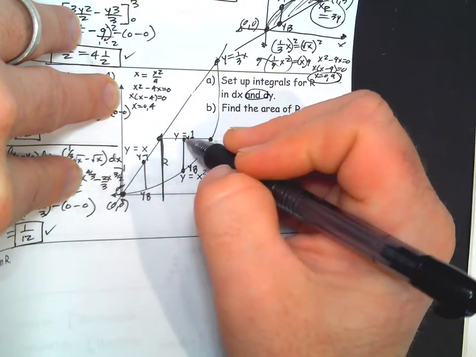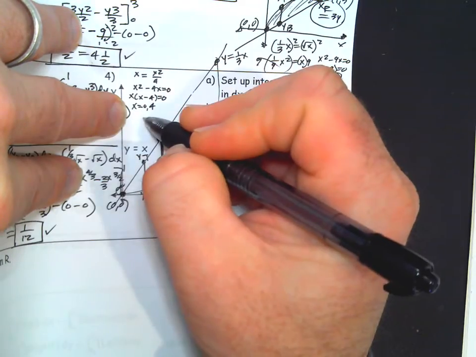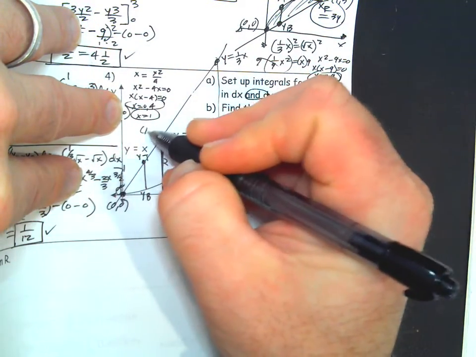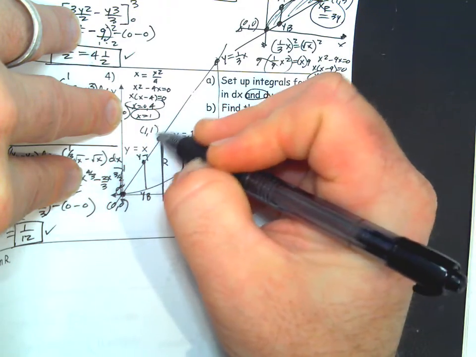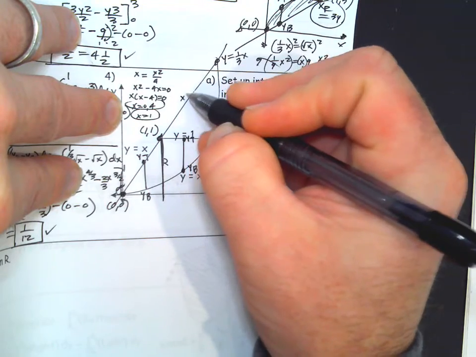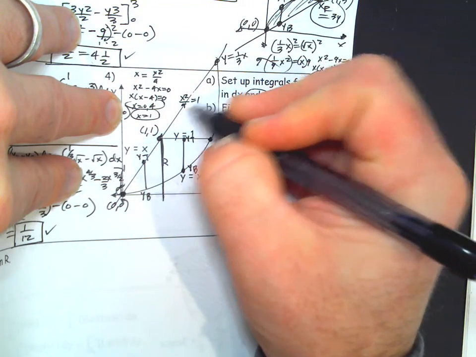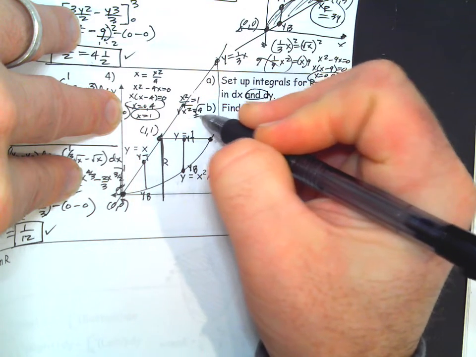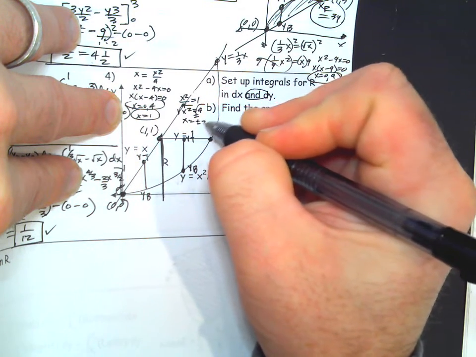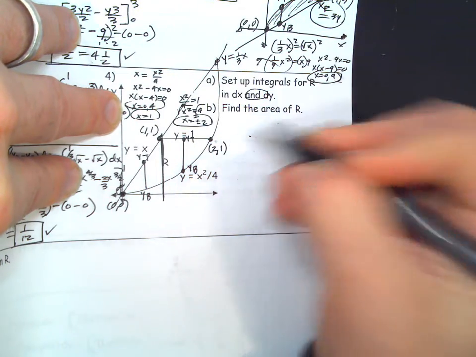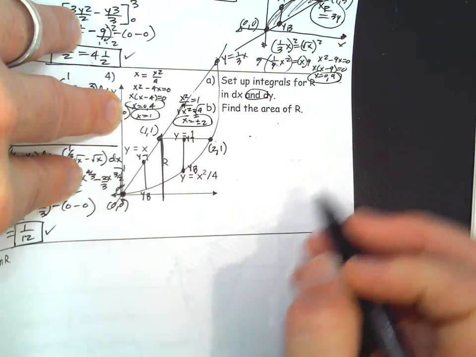These two, if you set these equal to each other, this is x equals 1. That's super easy. Plug 1 into either one and you get the y value. And then these two are going to be what? These are equal. So that's going to be x squared over 4 equals 1. So x squared equals 4, square root of both sides, plus or minus, x equals plus or minus 2. This is obviously positive 2. So I have all the intersections.